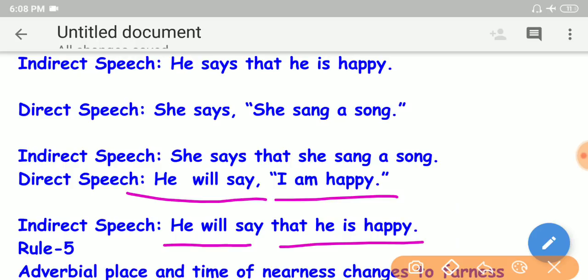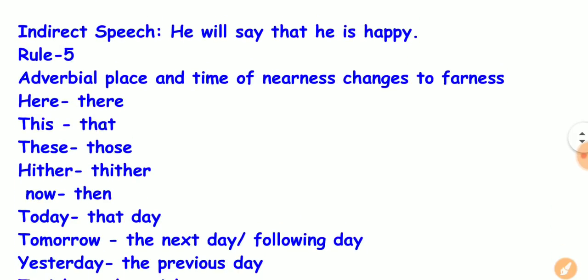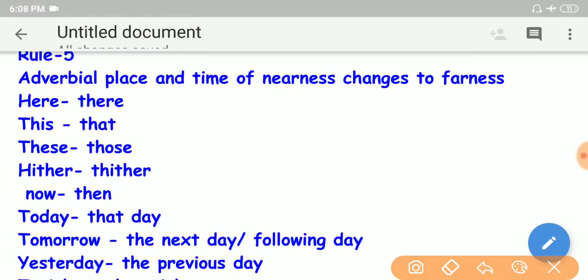So if the reporting verb is in present or future tense, the tense of the actual words must remain unchanged, my dear friends. So let us go and learn rule number 5. This is also very important.